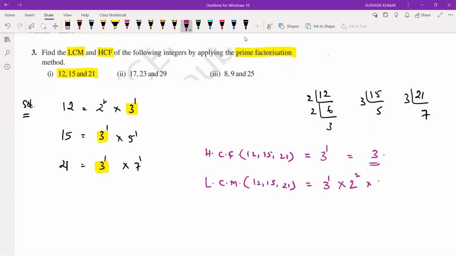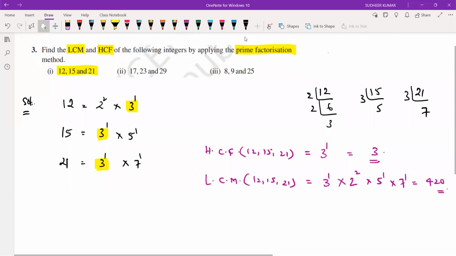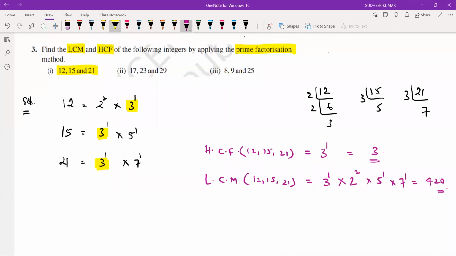2 squared into 5 power 1 into 7 power 1. So what's the result? 4 times 5 times 7 is 420. This is the LCM. They did not ask to verify the product of LCM, HCF and the numbers, so we can leave it as it is. But there is an exceptional case in the second question, we can find out.